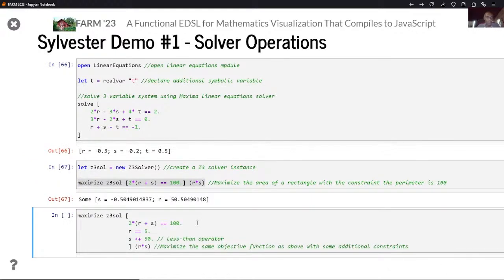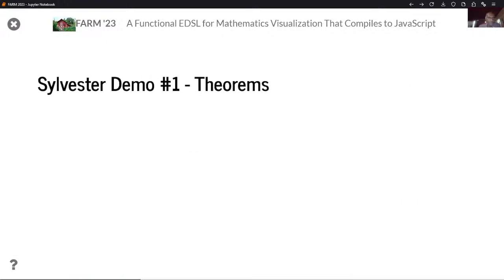Okay, so here's the same optimization problem, but we've added some more constraints. We set r equal to 5, and we use another constraint, and Z3 can solve this pretty easily again. Note that we're using this double equal sign operator. I'll come back to that when we look at logical operations in Sylvester.